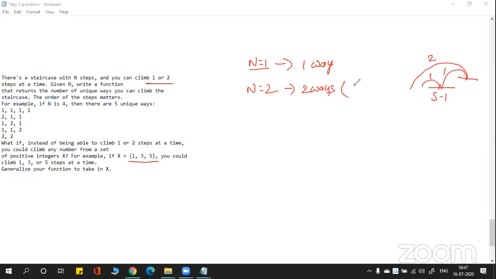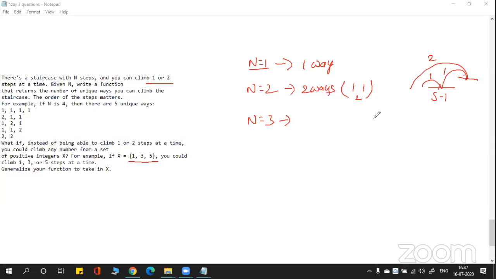What are those? One comma one and two, those are the ways. When n is equal to three, how many ways? Okay, so let us try to find out.